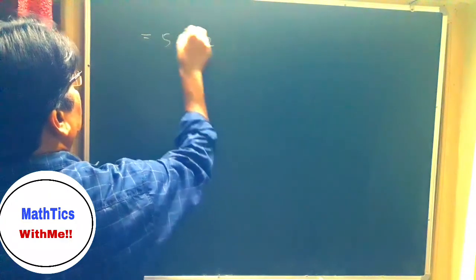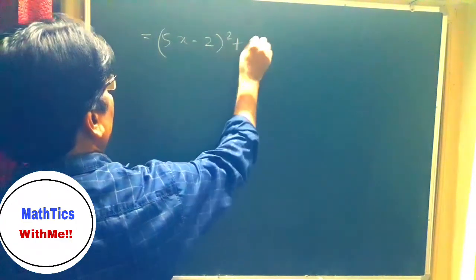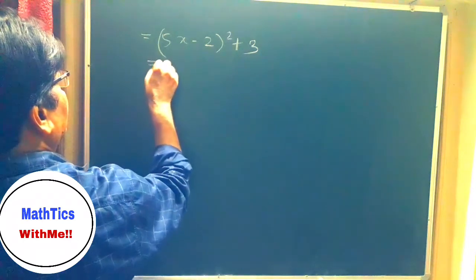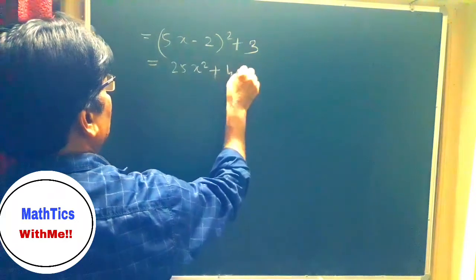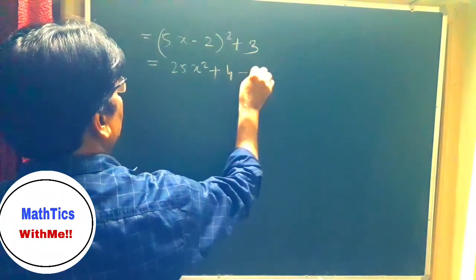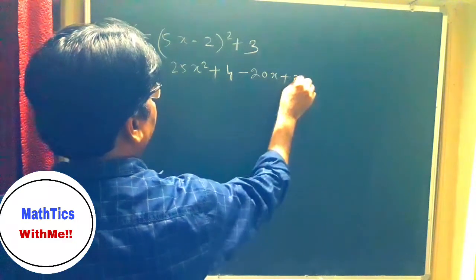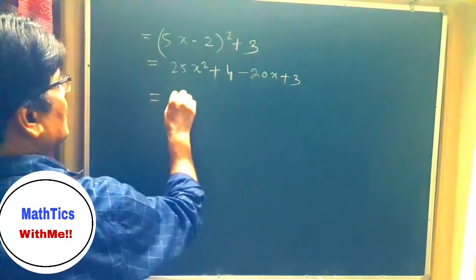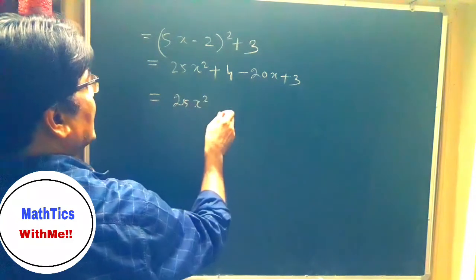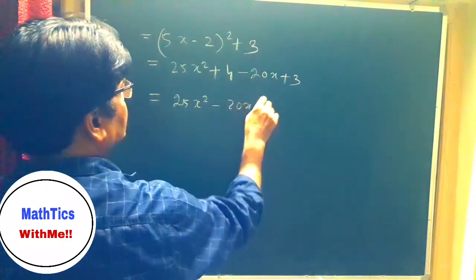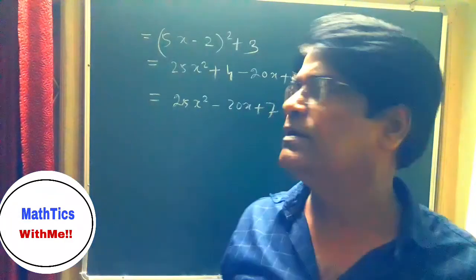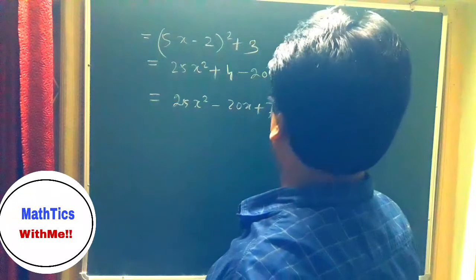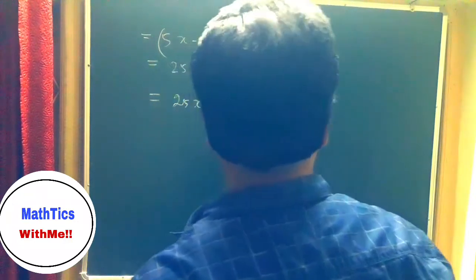This is equal to (5x − 2)² + 3. This is again equal to 25x² + 4 − 20x + 3. So this is equal to 25x² − 20x + 7. So this is the answer for the second problem. So we have solved it.